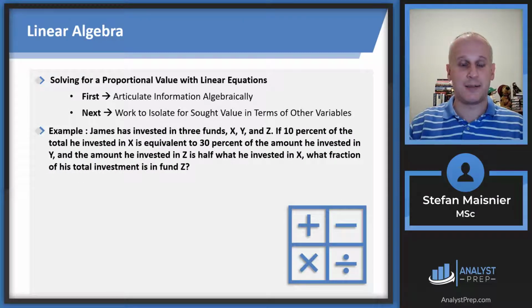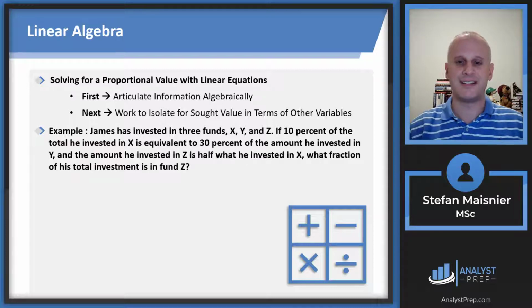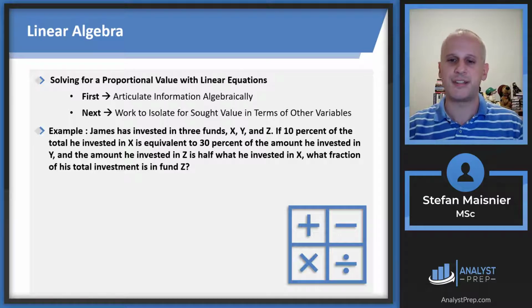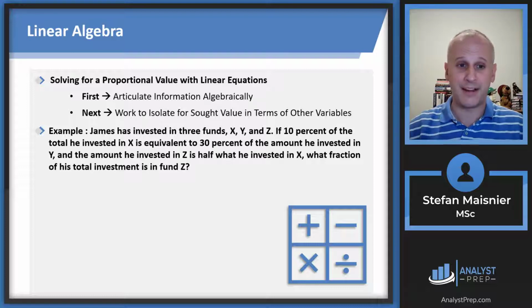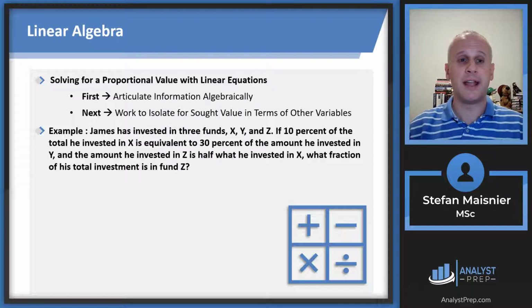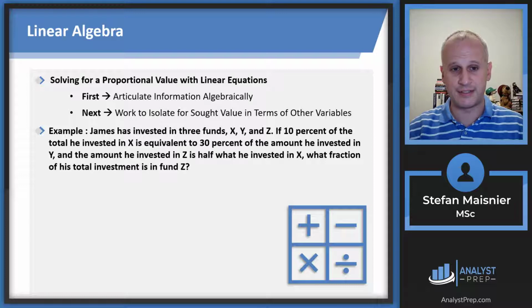So we've got our example. It's a little bit long-winded, so bear with me, but we've got James has invested in 3 funds, X, Y, and Z. If 10% of the total he invested in X is equivalent to 30% of the amount he invested in Y, and the amount he invested in Z is half what he invested in X, what fraction of his total investment is in fund Z? There's a lot happening here, unequivocally. And if you find yourself entirely lost in the word problem, you might want to consider alternative tactics. So there aren't answer choices listed here, but try the algebra first, because if you can do this technically, it really doesn't take that long.